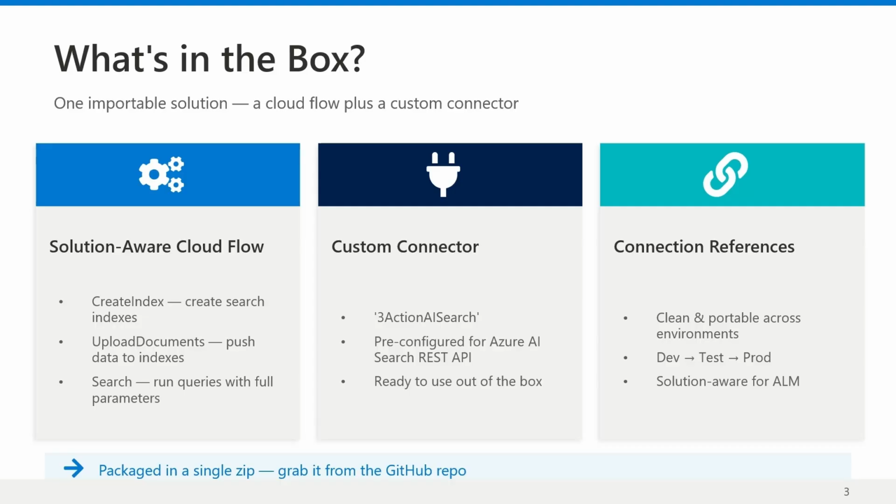First, a solution-aware cloud flow that handles three core actions: create index, upload documents, and search. Second, a custom connector, three-action AI Search, preconfigured for the Azure AI Search REST API. And third, connection references so everything stays clean and portable across environments: dev, test, and prod. It's all packaged in a single zip file you can grab from our GitHub repo.